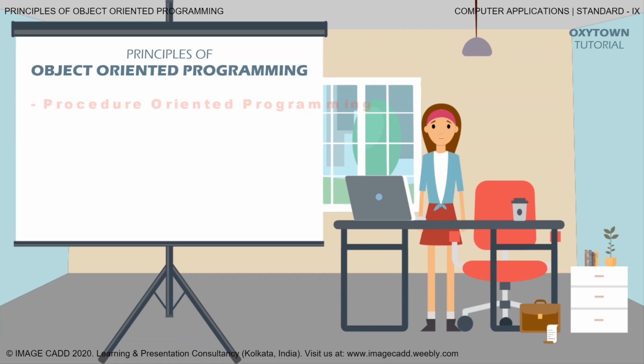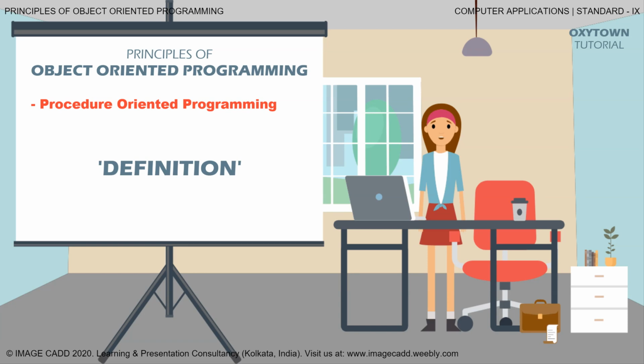Now, moving on to our first subtopic, what is procedure-oriented programming? Definition: procedure-oriented programming or POP is the approach in which any particular task is performed, emphasizing on the functions rather than data items. Examples: some examples of procedure-oriented programming languages are BASIC, COBOL, Fortran, and C.